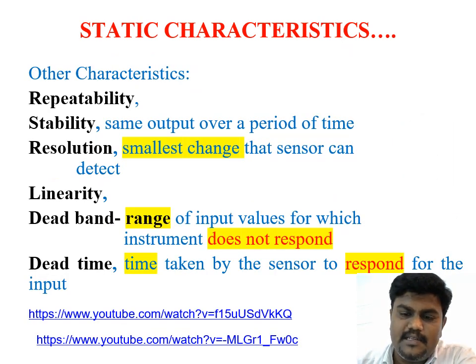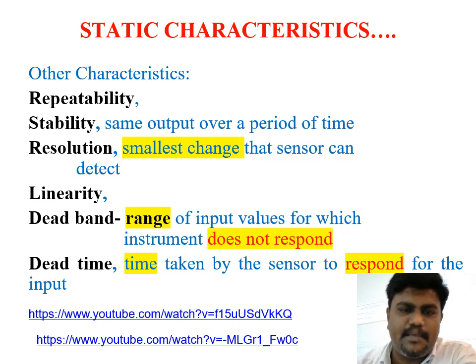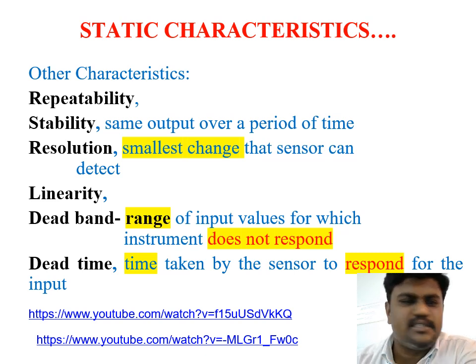And repeatability means how often, or how many times, it will give the same value of measurement. That is called repeatability. Stability is the same output over a period of time. Again, any instrument that has more repeatability will be more stable in nature. That is what we used to say.